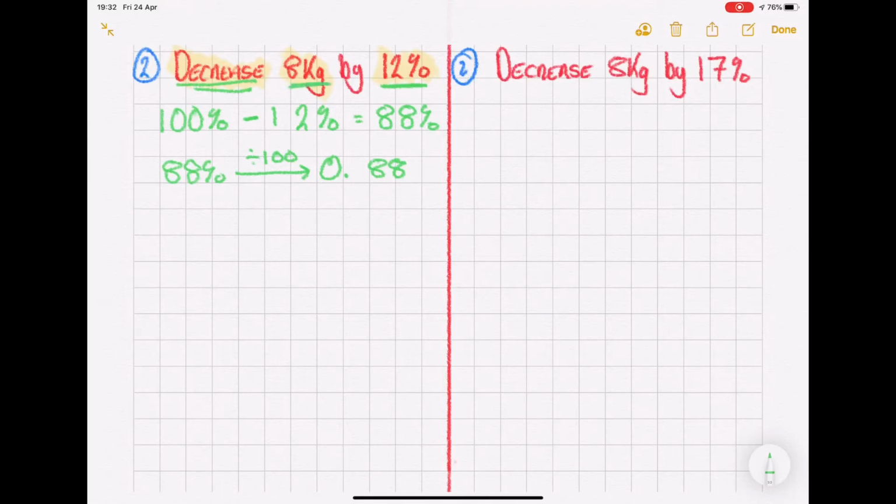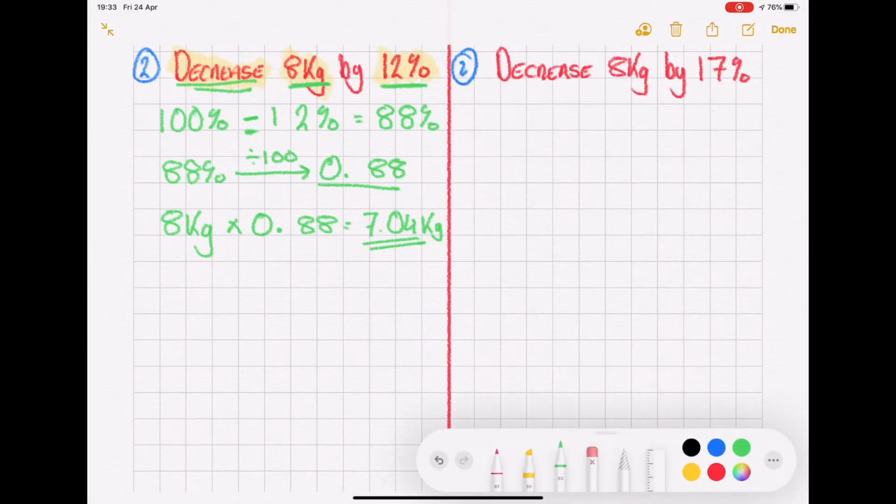And this is now our new percentage multiplier. So we take our 8 kilograms, 8 kg, and we times that by our percentage multiplier, so 0.88. If we do that on a calculator, 8 times 0.88 gives us 7.04 kilograms. And that's our final answer there. So the only difference here between this one and the first one is because it's decrease, it's take away up there. Let's get rid of that because that looks like an equal sign.